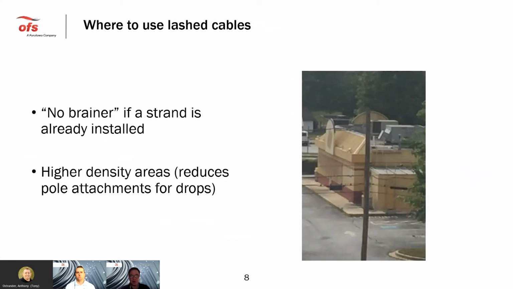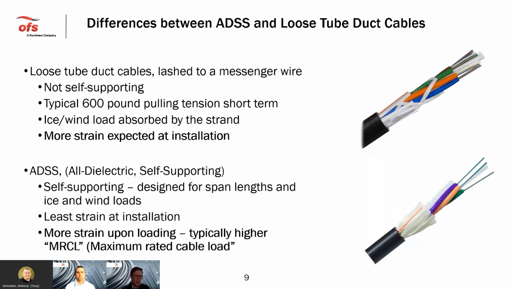So where to use lash cables? Absolutely, it's a no-brainer if there is strand already installed. If you've got strand available to you from the cable TV company or the telephone company, or if you are the telephone company, absolutely use that strand. That is a no-brainer. Also in higher density areas, it can reduce some of the pole attachments, so it can make a lot of sense there as well. Again, we provide both. We really aren't partial to one over the other, but we do see in muni and co-op areas that there can be an advantage from an ADSS standpoint.